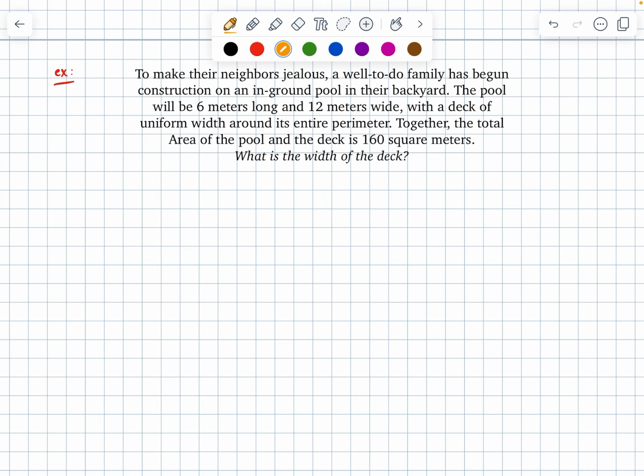So let me get you started here because there's a little bit of new terminology that we need to know. So the pool, it's a rectangle. It's 6 meters long and 12 meters wide.